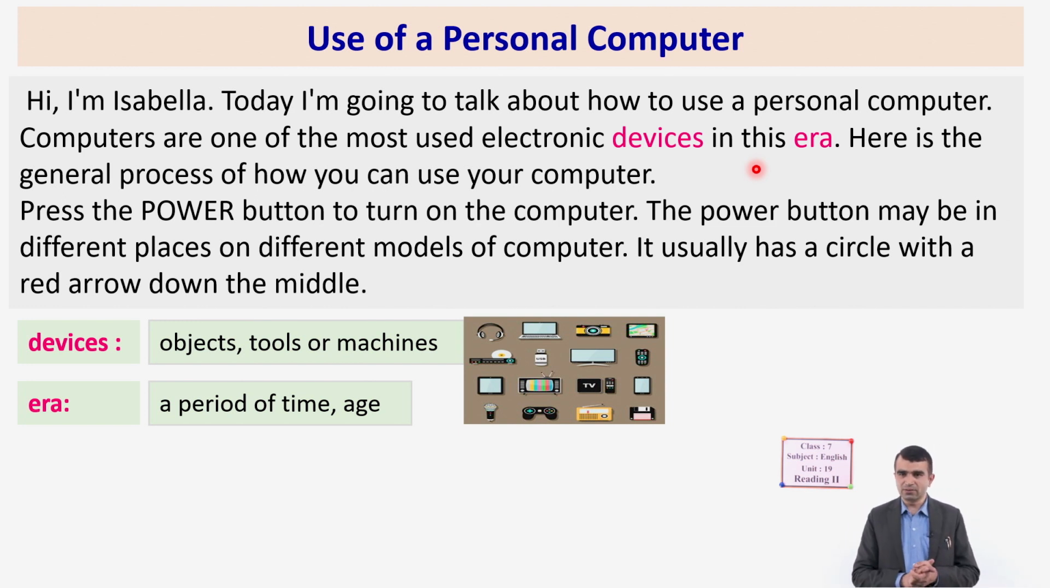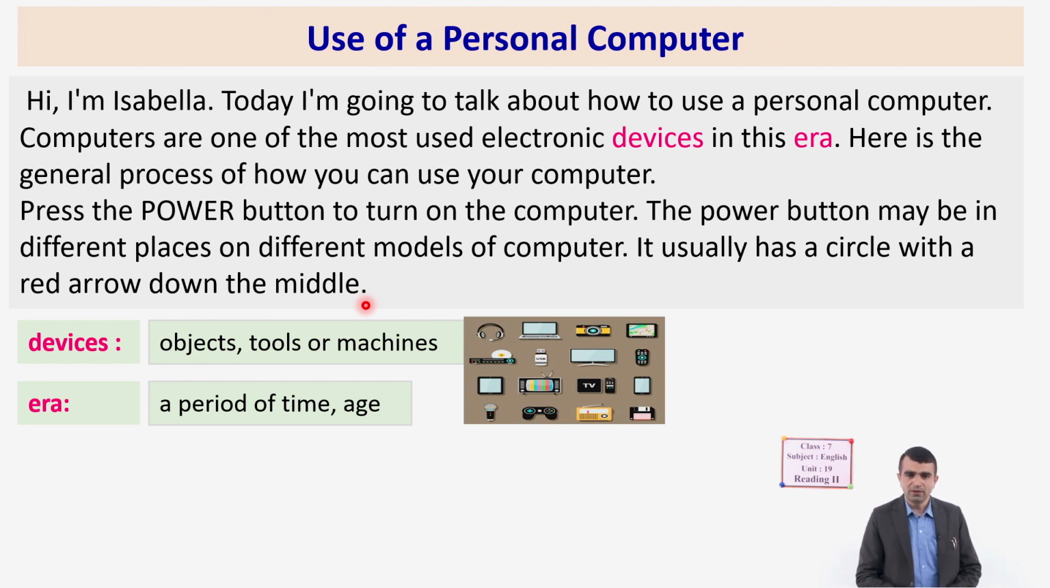Well, era means age. Now here Isabella is saying the general process of how you can use your computer. Now she says, press the power button to turn on the computer. The power button may be in different places on different models of computer. It usually has a circle with a red arrow down the middle.